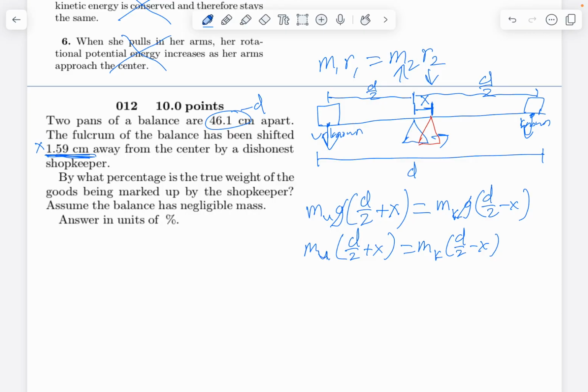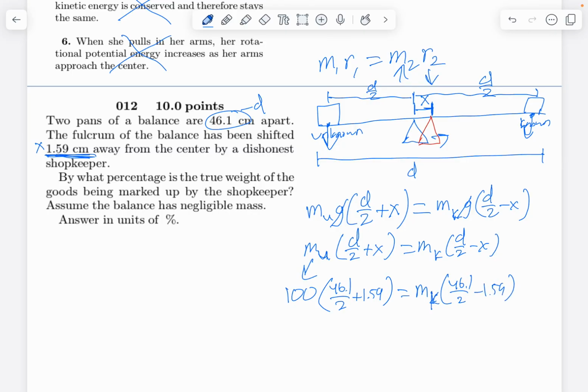The way I do it, I like to make up a number for my unknown mass and see how much my known mass has to be to get balanced. So if I make this 100, I'll get a number on this side. My d is 46.1, my x is 1.59. I solve for my known mass: 46.1 over 2 minus 1.59.